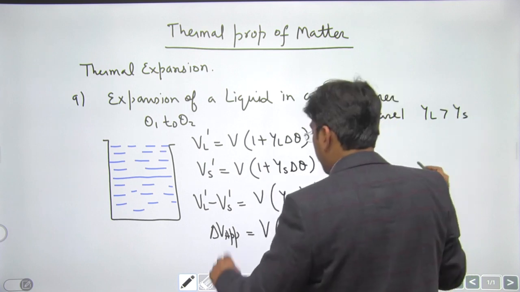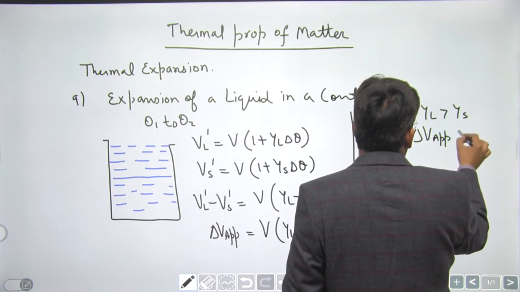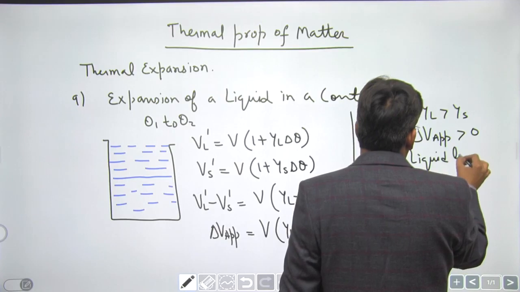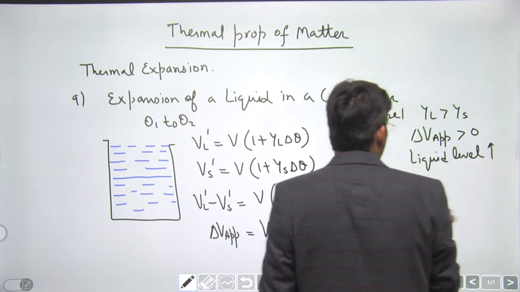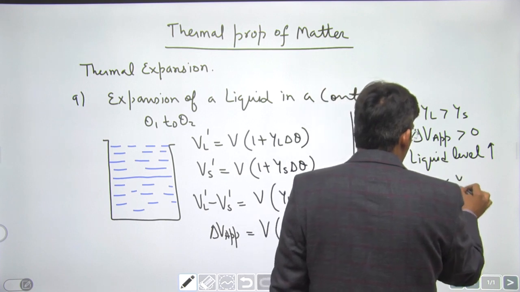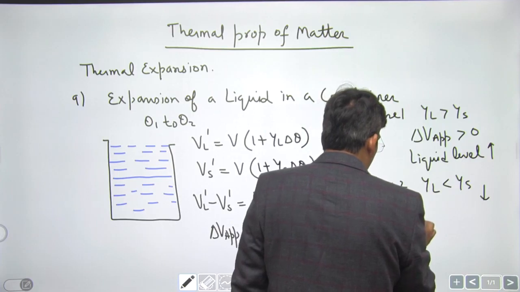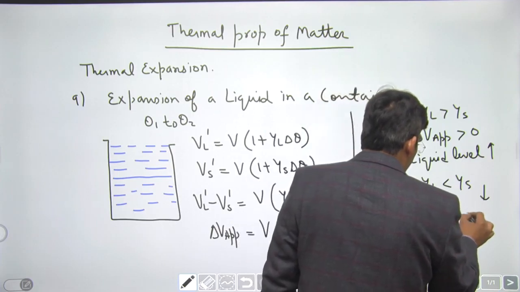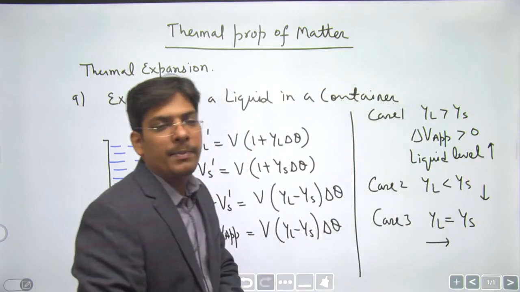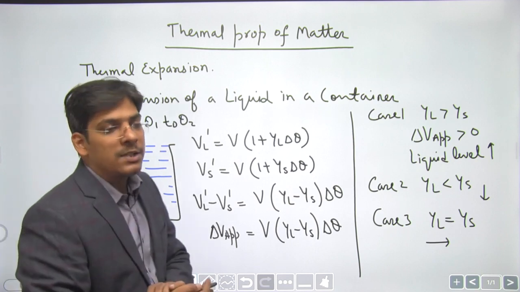So case 1 says, if gamma of liquid exceeds the gamma of solid, delta V apparent is going to be positive. In that case, liquid level is going to rise. Case 2, obviously, gamma L less than gamma S, liquid level is going to decrease. Case 3 is, when gamma L and gamma S become equal, then liquid level has to remain same when temperature is changed from theta 1 to theta 2. So this was all about thermal expansion, dear students.